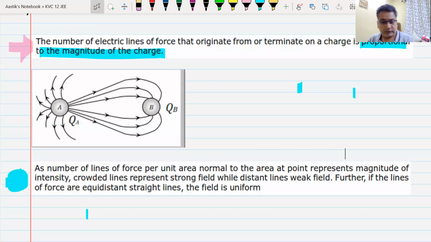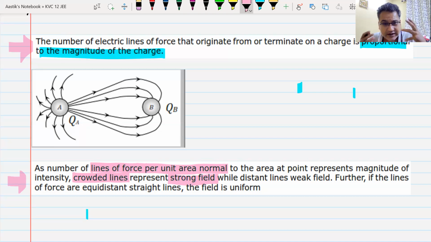Okay, now this is the next heading. The number of electric field lines passing per unit area perpendicular to the area. Basically, looking at the number of field lines, if they are very dense, very crowded, very close, that means the electric field is stronger. Densely packed electric field lines mean a stronger field.